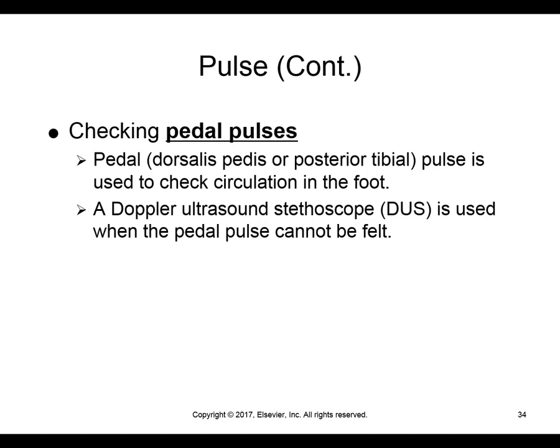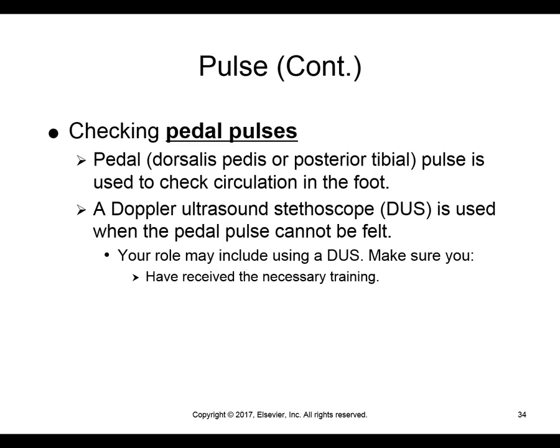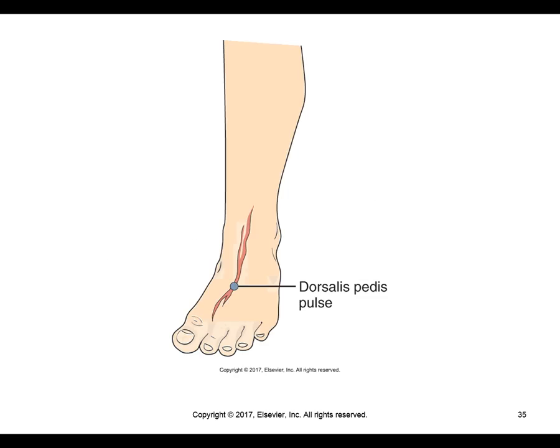A Doppler, which is an ultrasound stethoscope, sometimes is used to find pedal pulses if they cannot be palpated, but that's generally something a nurse would do. Your role may include using a Doppler in some facilities, but make sure you've received the necessary training, that you follow the nurse's directions, and that you have followed the manufacturer instructions. This is where you would find the dorsalis pedis pulse. I could not find a picture showing where the posterior tibial pulse is, but we'll talk about that in class.